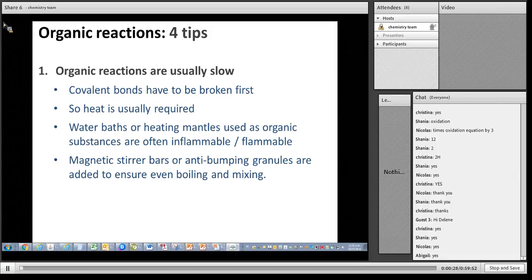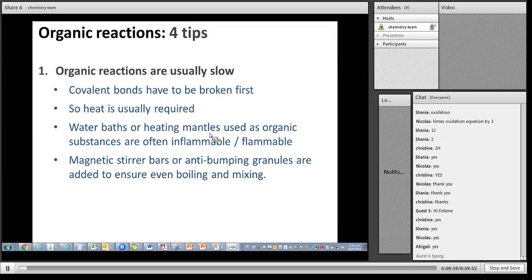So the first thing I want you to think of, though, is 4 tips for organic reactions, because organic reactions do work differently to what you've used to so far. Who has done the CH2000 standard on recognizing ions? You know, where you mix 2 substances together to see if you've got a precipitate or if something dissolves. Has anybody here done that?